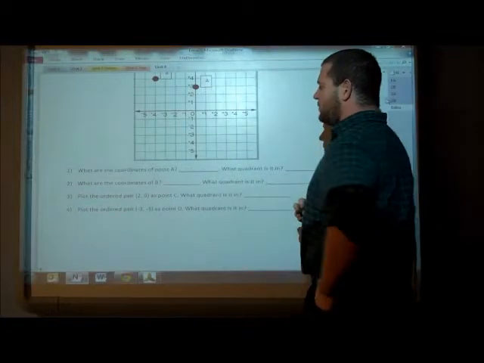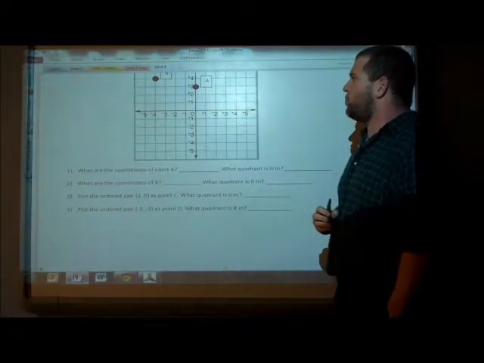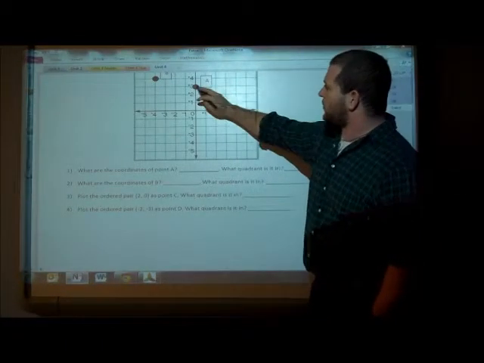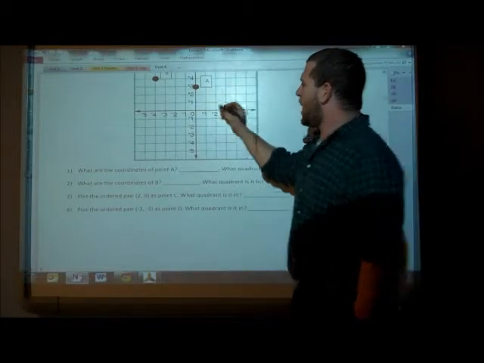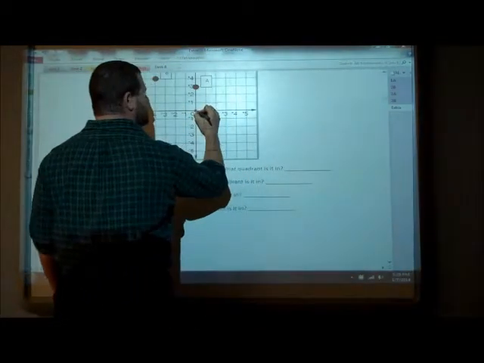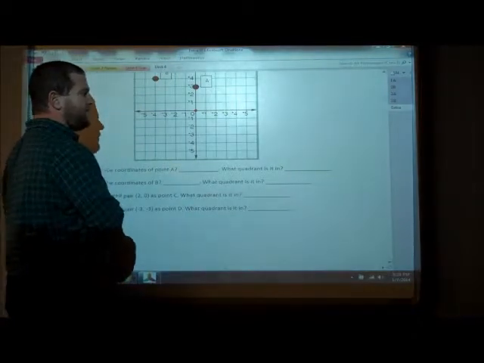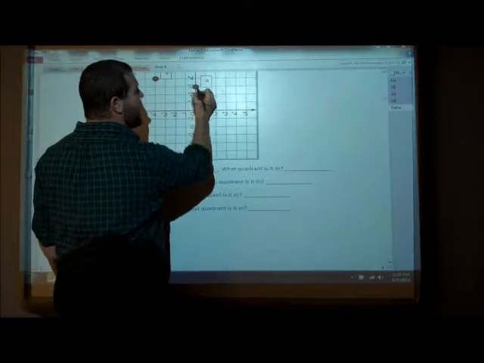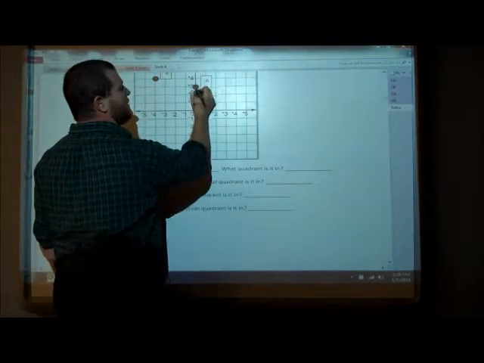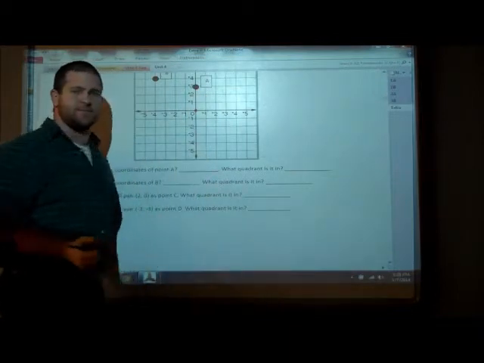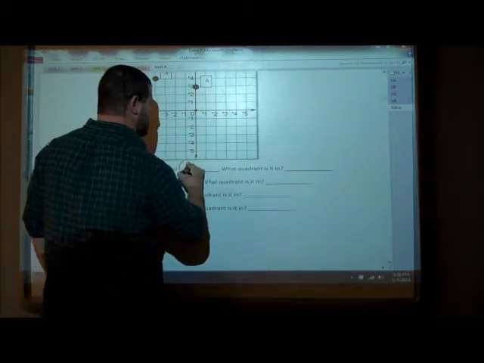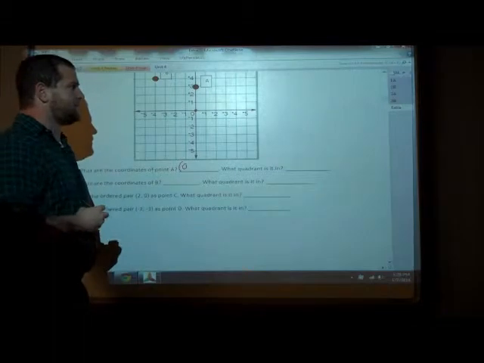So as we look at our graph, the first question is, what are the coordinates of point A? So locate A, there it is. I know that I have my origin right here. I'm going to start off at my origin. First question is, if I'm going straight to A, how far left or right do I have to go to get there? And the answer is, I don't. So I'm going to put 0 as my x.